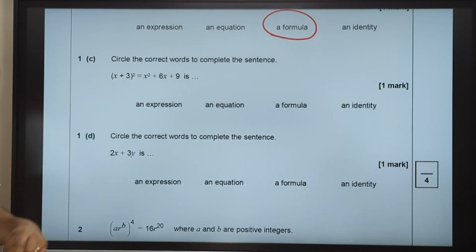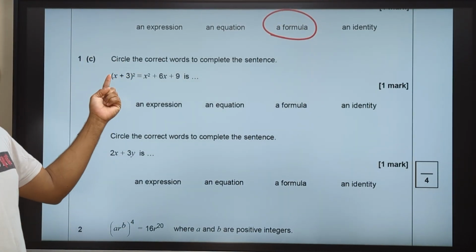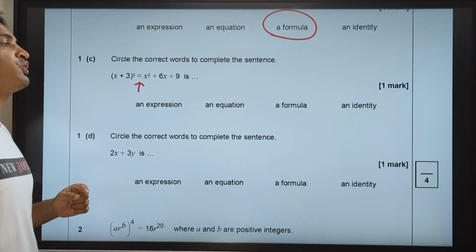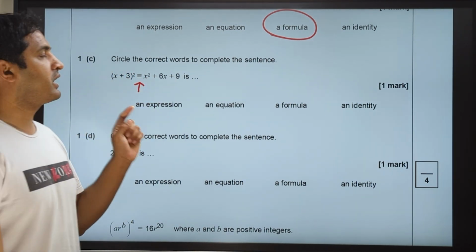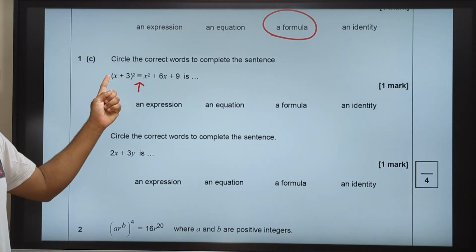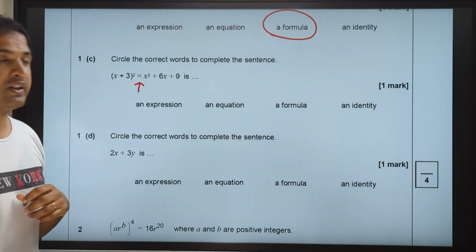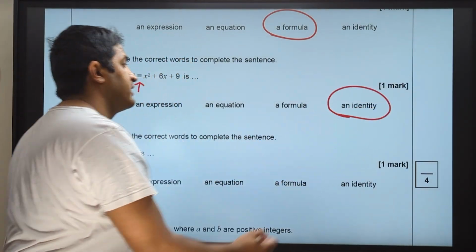Next one, circle the correct words to complete the sentence. So we've got the x squared. And what did I say about the identity? It does have 3 lines there. So this one is identity. When you expand these x plus 3 brackets, it will give you x squared plus 6x plus 9. So we know that's an identity.